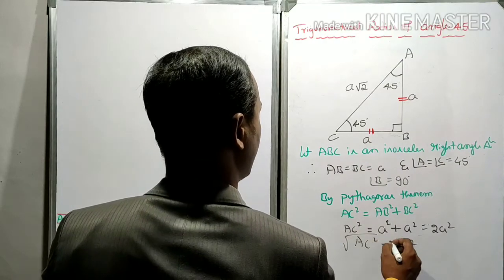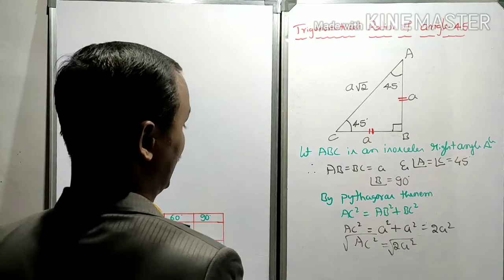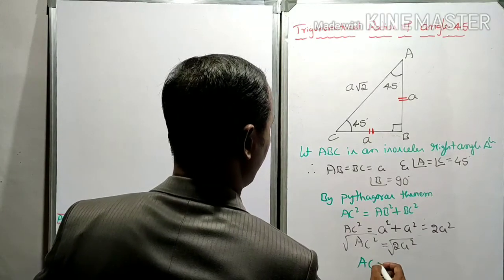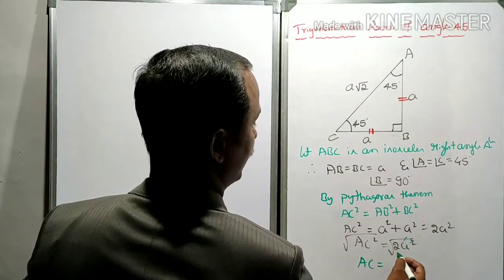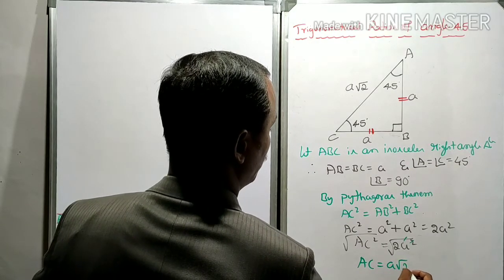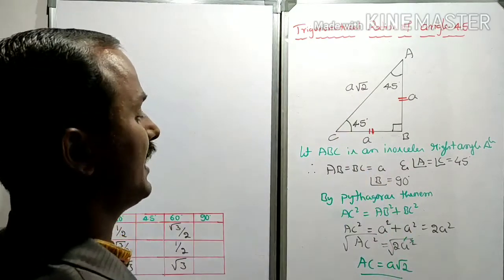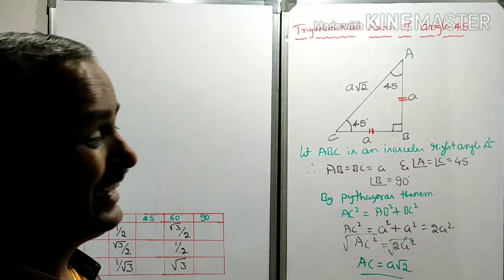Taking the square root on both sides, dear children, finally I got AC, the length of AC, is equal to a into root 2, since the square root cancels. A into root 2 is the hypotenuse side length, dear children.